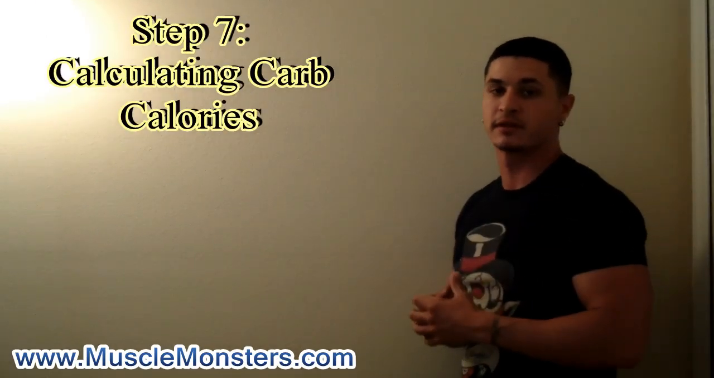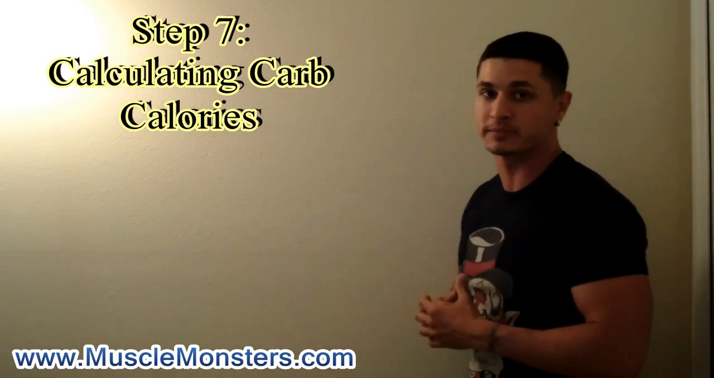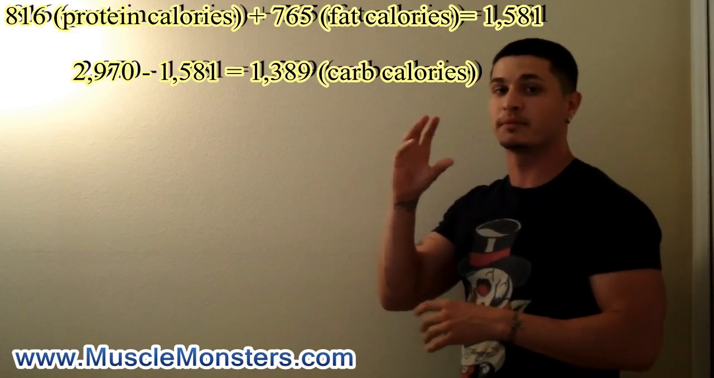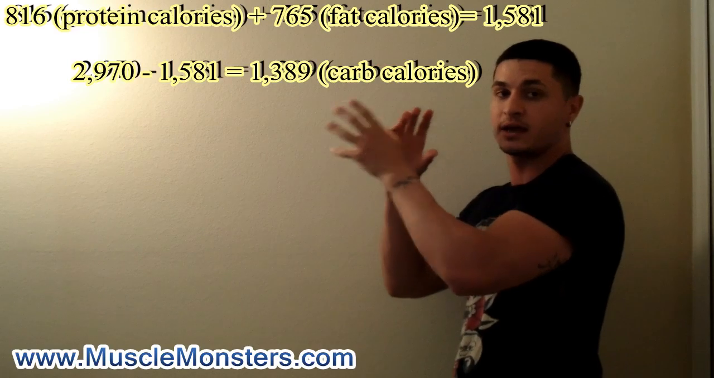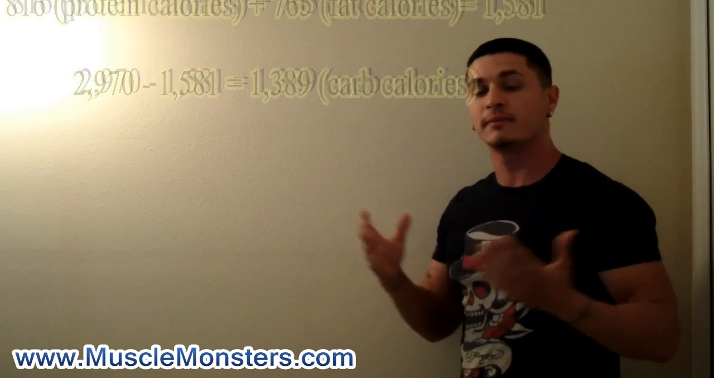Step number 7. Now we're going to find out how many calories we need from carbs. All we're going to do is add up our calories from protein, the 816, and our calories from fats, the 765, and we're going to get a number. Then we take our total caloric intake with the surplus and subtract that number. Whatever's left is the amount of calories that you're going to need from carbohydrates.